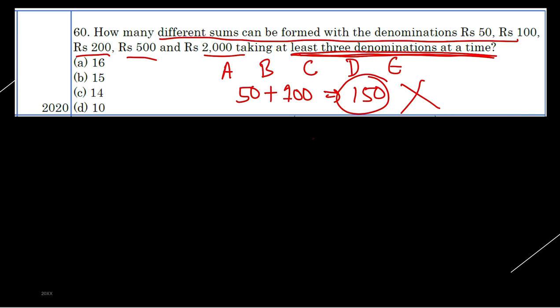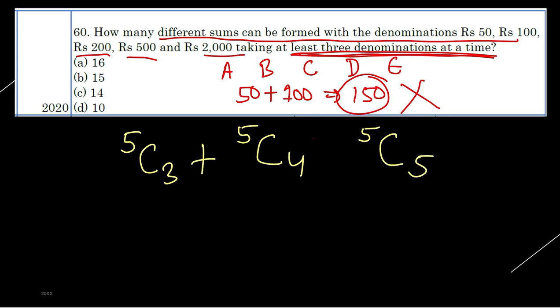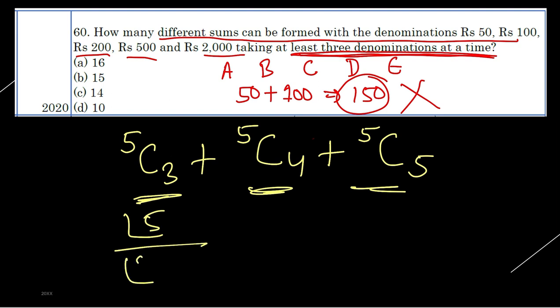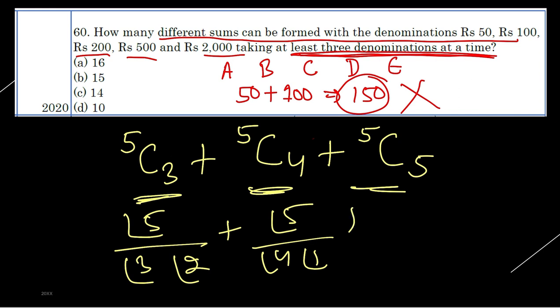For choosing 3 out of 5, I have 5C3. Means choosing 3 denominations out of 5, I have 5C3. Choosing 4 denominations out of 5, I have 5C4. Using 5 denominations out of 5, I have 5C5. Just doing the summation, because each case is independent, that is why we are using the addition rule. Solving this, you will get 5C3 plus 5C4 plus 5C5. So solve this and you will get the answer.